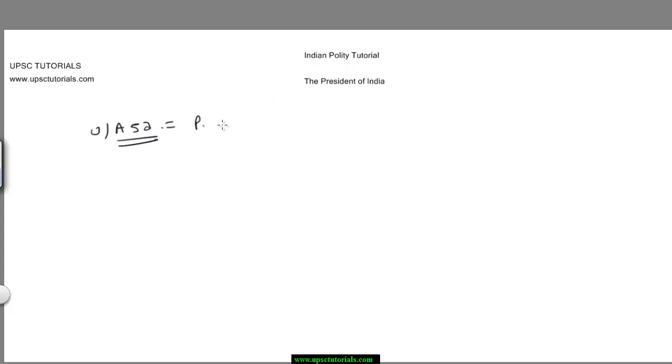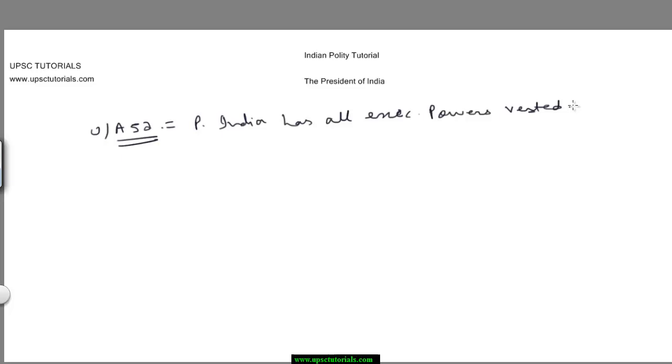The President of India has all executive powers vested in him. Okay, this is Article 52.